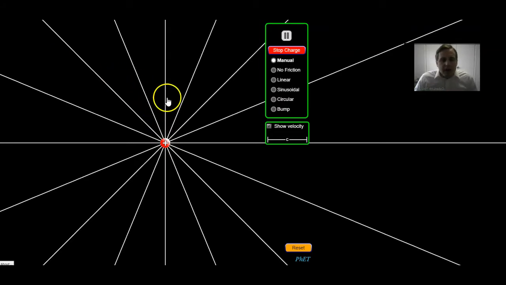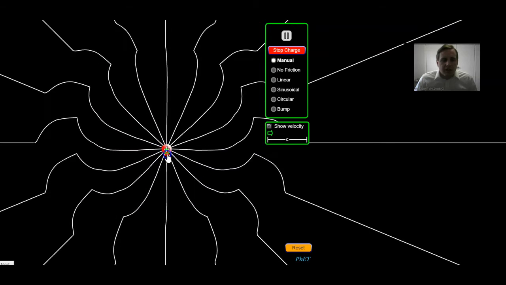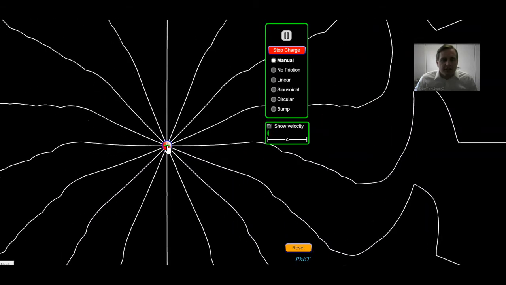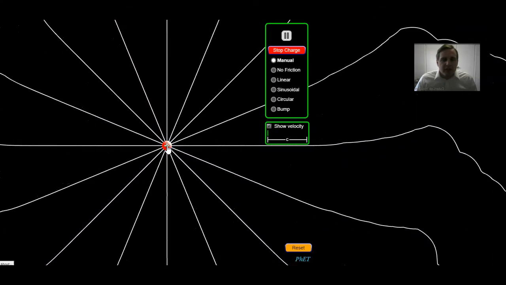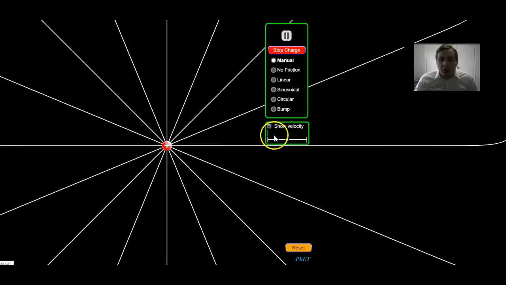Now, let's go ahead and move this charge around and see if we can get wave-like patterns in the electric field. Okay? So this is exactly what we see. So that's like these wave-like patterns. But notice the velocity is not large enough. It's not close to the speed of light, so to say.